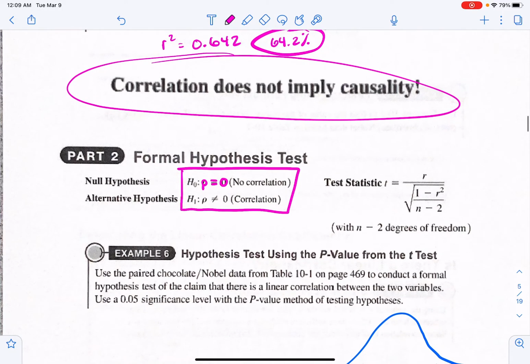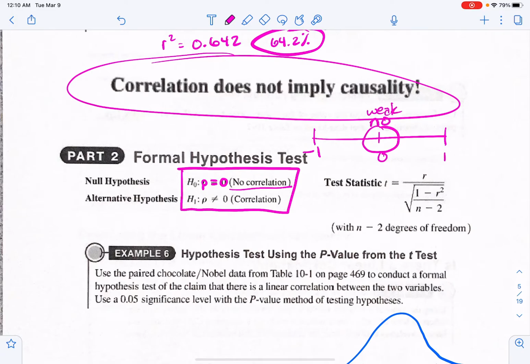I don't know. p equals 0 means that there is no correlation because on our -1 to +1 chart, the closer it was to 0, this meant no correlation or a weak correlation. So if it's equal to 0, then that means there's no correlation. We set up our alternative hypothesis to say that it's not equal to 0, which means there is, yes, a correlation. So if it's over here close to 1 or over here close to -1, there is, yes, a correlation.